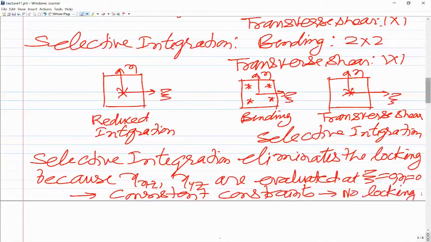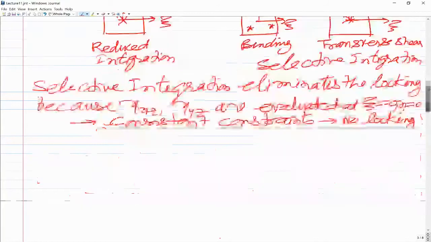So what you need to do is use 2 by 2 integration for evaluating the bending stiffness matrix, and only 1 point integration for the transverse shear stiffness term. And this will eliminate the locking problem if you are using this shear deformable plate element for thin plate problems. And of course, if you are using it for thick plate problems, then you need not do this selective or reduced integration. If you do that, there would be problems. So that also I will discuss.